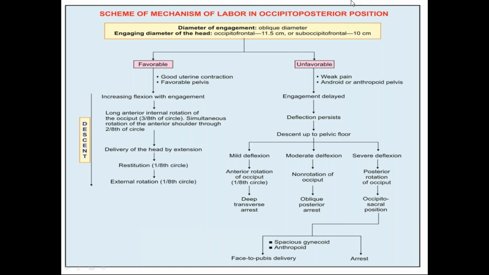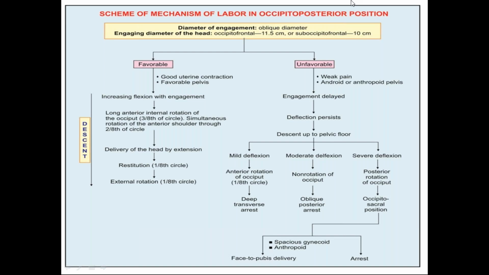So the diameter of engagement, all this is there in favorable condition. This is a schematic diagram. Favorable: good recurrent contractions, favorable pelvis, increasing flexion with engagement, long anterior internal rotation, simultaneous rotation of the anterior shoulder, delivery of the head by extension, restitution, one-eighth circle, external rotation. The shoulder has to come behind the symphysis pubis, then delivery of the rest will be immediate.